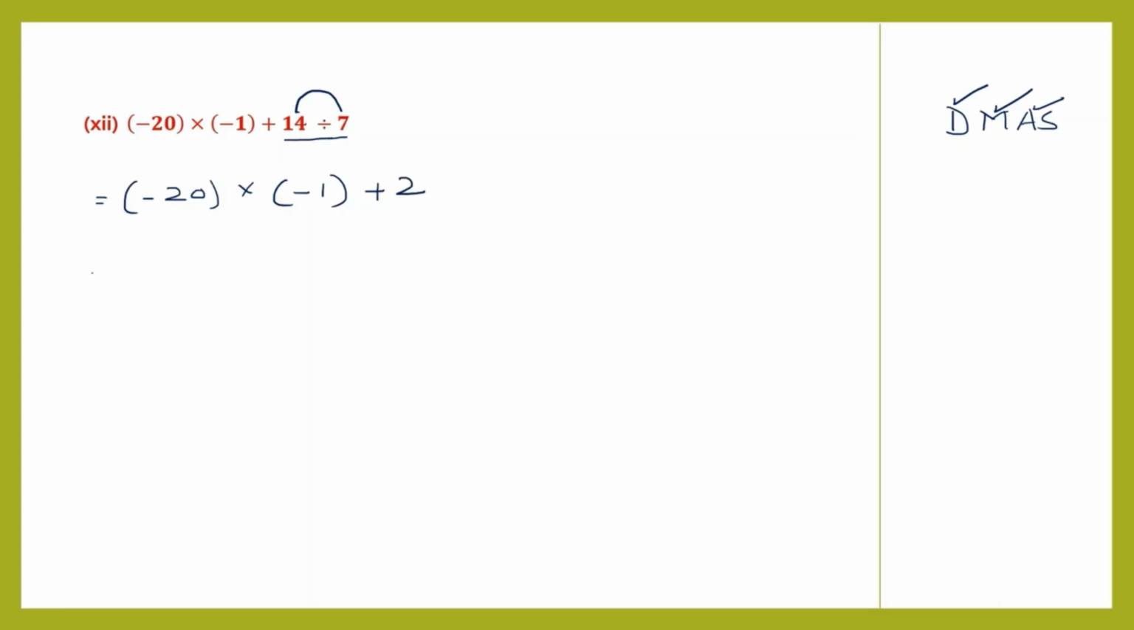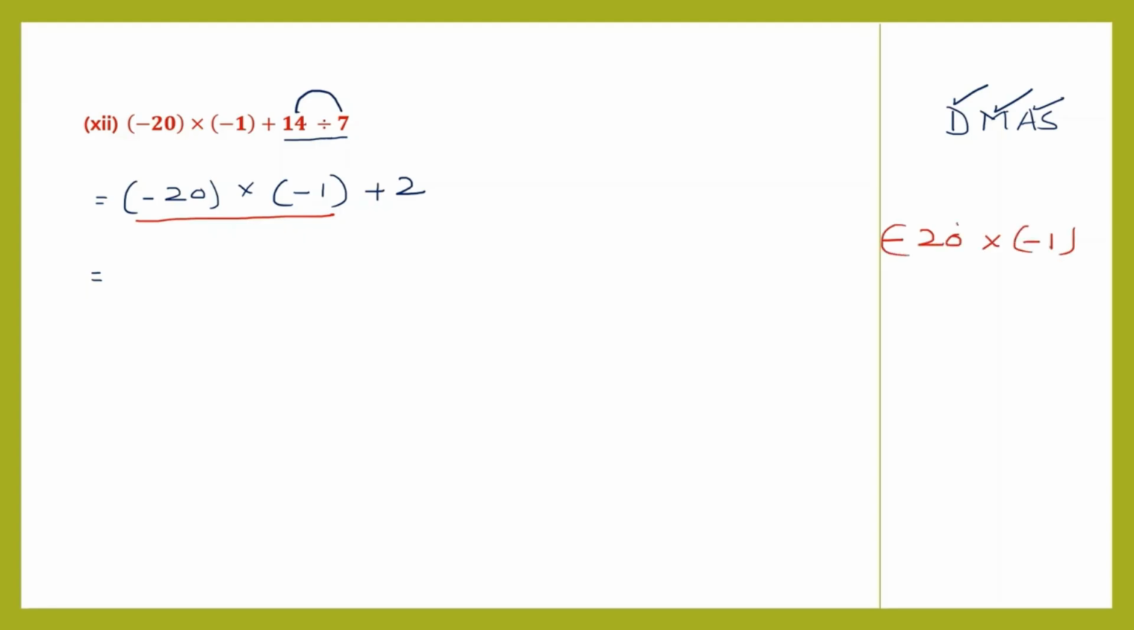Now next we have to do multiplication. As you can see, we have multiplication and addition. We have to do multiplication first, and we have to multiply minus 20 into minus 1. Now let's do that here. Minus 20 into minus 1.